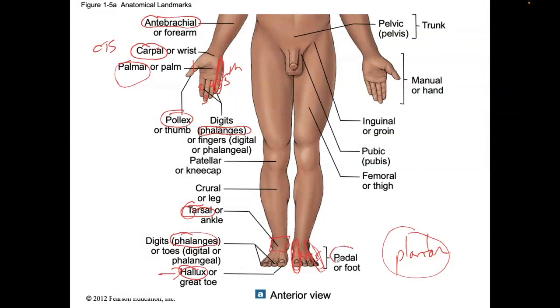The foot is referred to as pedal, just like the word pedal. The thigh is called femoral. Well, the longest bone in the body is the femur, right there, the femur. The pubis is called pubic. We have 2 pubic bones in here. And then where we have the inguinal ligament, that's the groin, is inguinal.